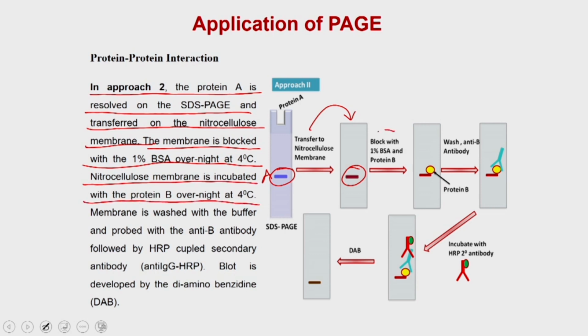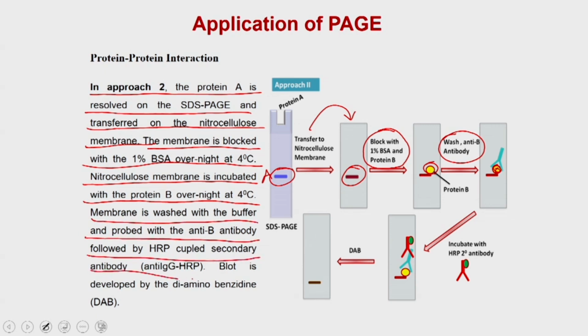So, what you do is you add the BSA as a blocking agent, and in that blocking agent itself you add the protein B. If the protein B has an affinity for protein A, the protein B will go and bind to the protein A. Then you wash, and now you add the anti-B antibodies, which means antibodies against this protein B. The membrane is washed with the buffer and probed with the anti-B antibodies, followed by the HRP-coupled secondary antibodies. The blot is developed by DAB.